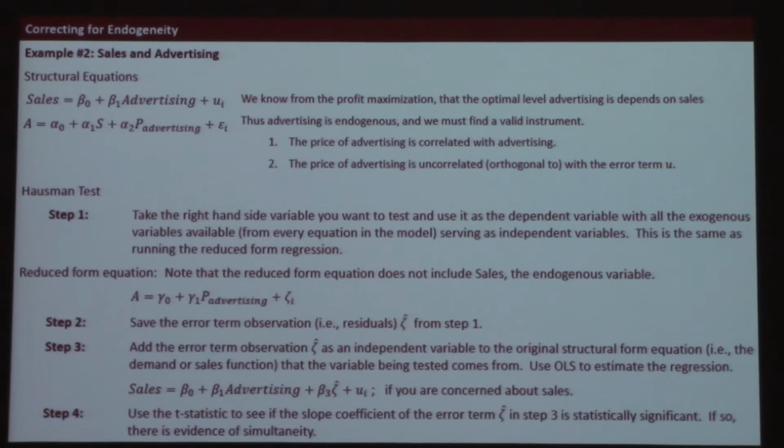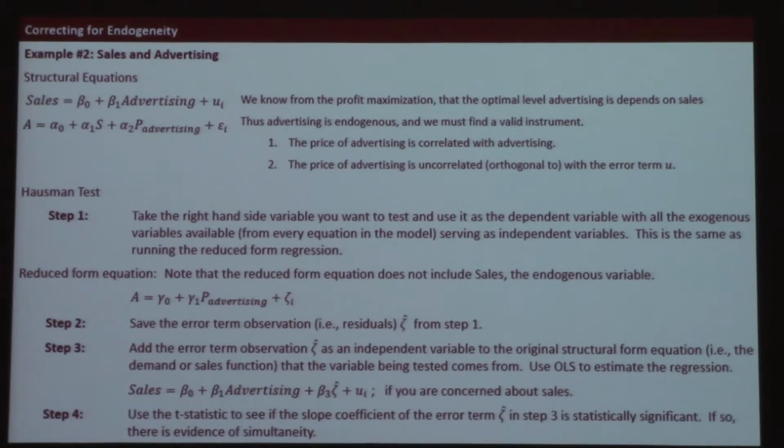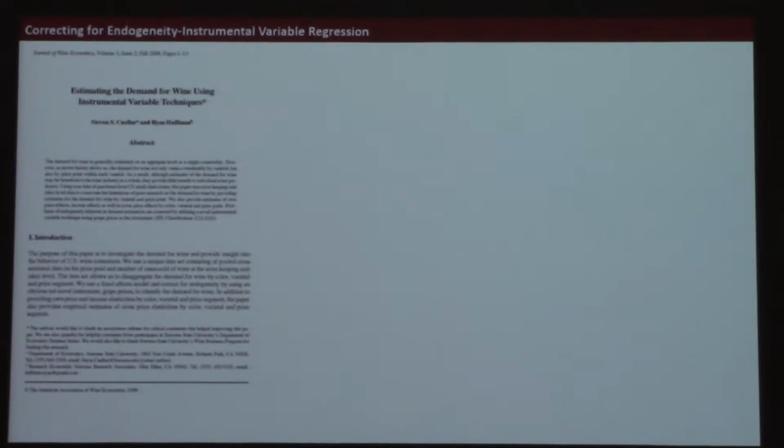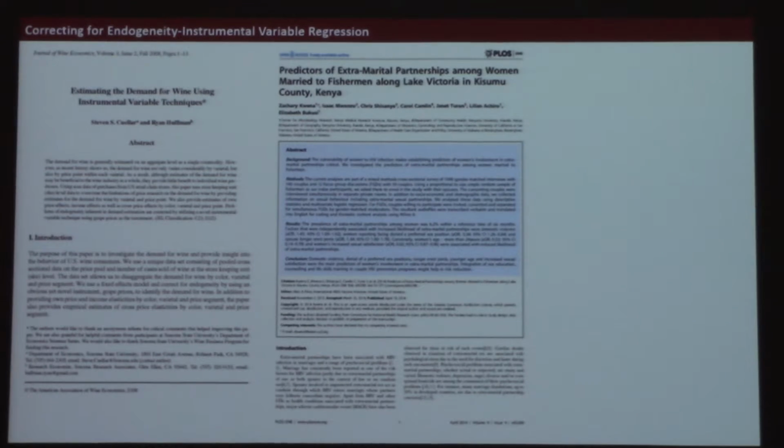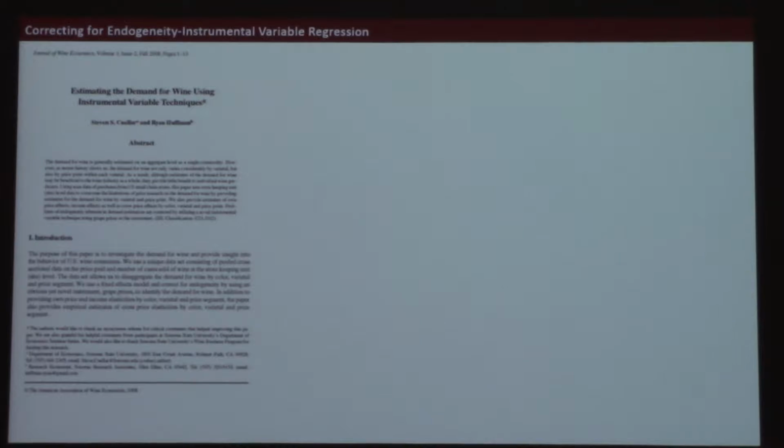If you want to read probably the best paper on this, that's the best one I could find. Estimated demand for wine using instrumental variable techniques. This was interesting. Well, it was fascinating because I'm in the field of wine analytics. So we're estimating demand for wine.